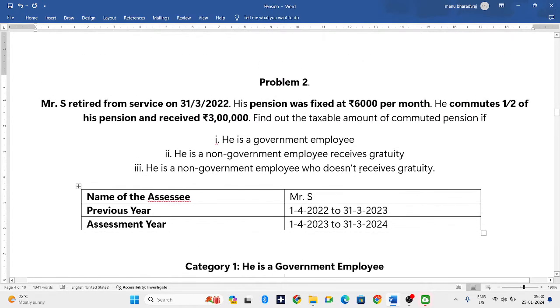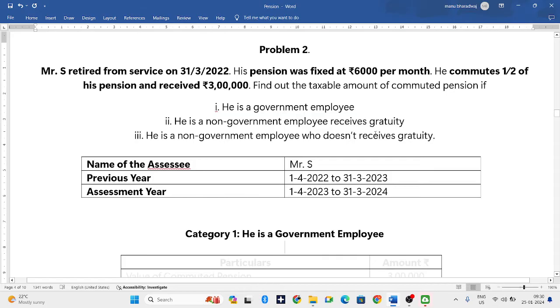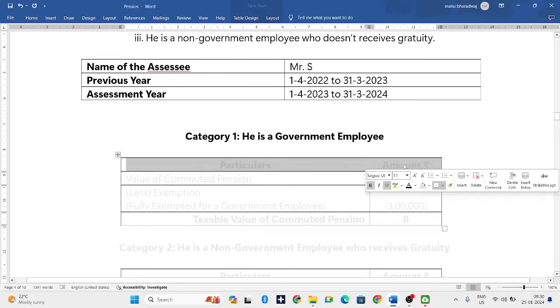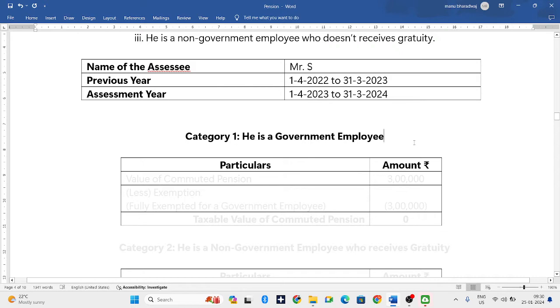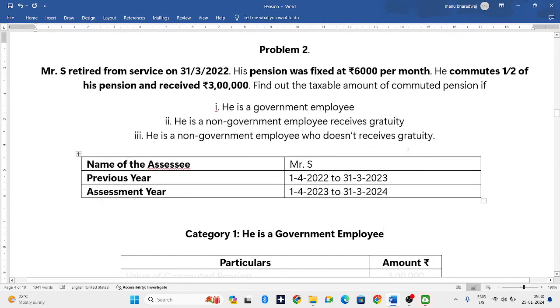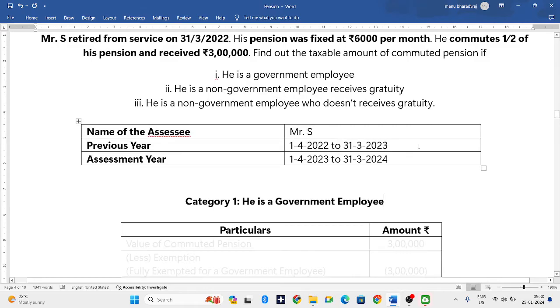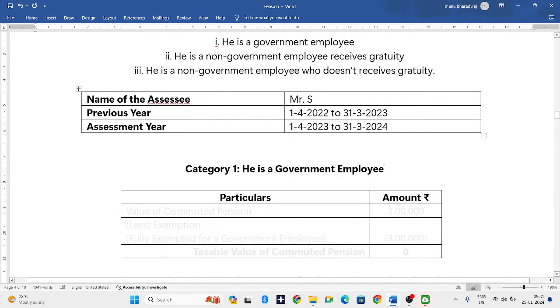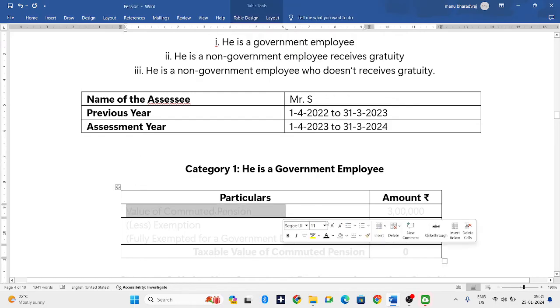Category number 1 says that he is a government employee. In my part 1 video, I have solved a table. So that table clearly shows what will be the tax treatment for government employee and what will be the tax treatment for non-government employee. In part 1, there is a table that will help you to solve this problem. So two columns I have to take, particulars column and amount column. If he is a government employee, commuted pension is completely exempted. It is tax free. So first we have to write the value of commuted pension.